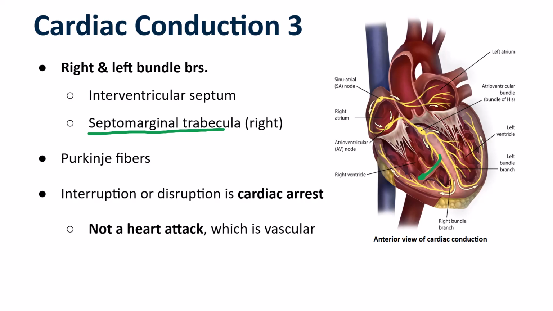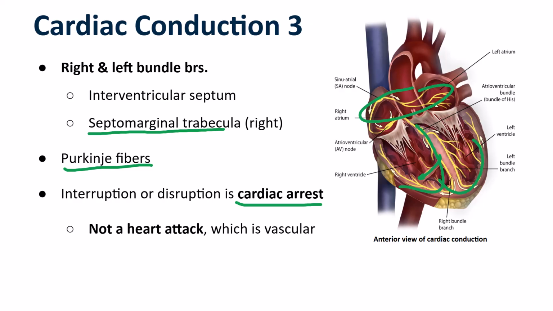These bundle branches will terminate into Purkinje fibers throughout the ventricles. And when well coordinated, we have a series of diastolic events followed by atrial systole, followed by ventricular systole. So it's well coordinated, well timed output. Any sort of interruption or disruption to this conductive pathway is something known as cardiac arrest.